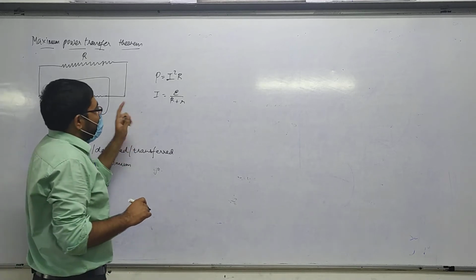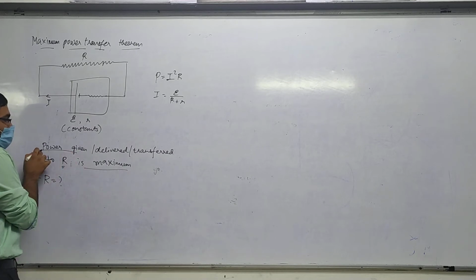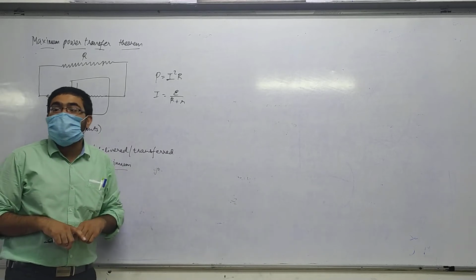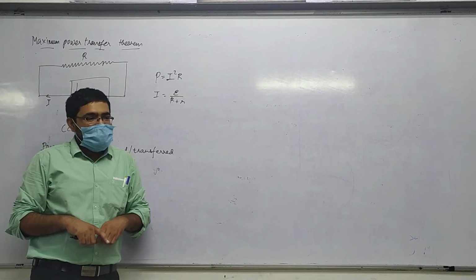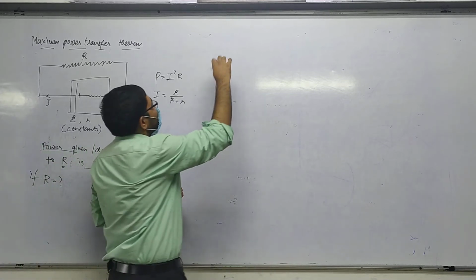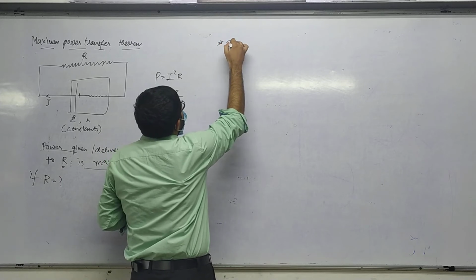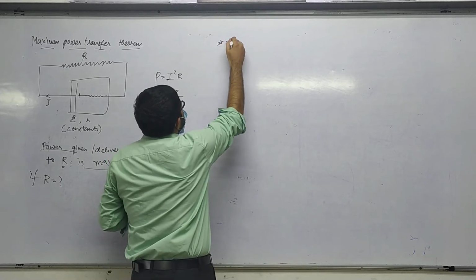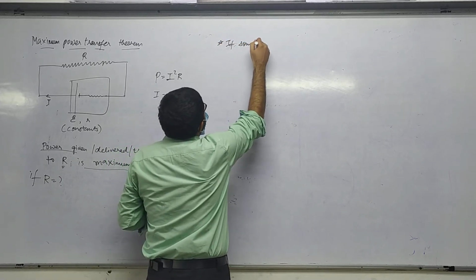So when something is maximum, its differentiation is zero. In fact, that's true for minimum or maximum. I don't know whether you know this, but let's write it. Please remember this. We will be using it some other time also.